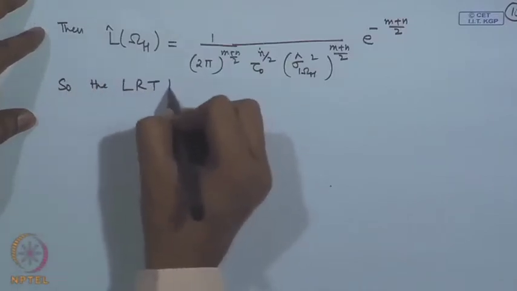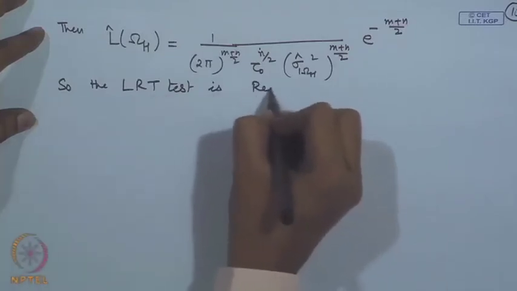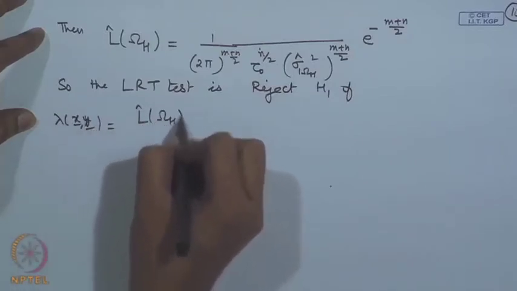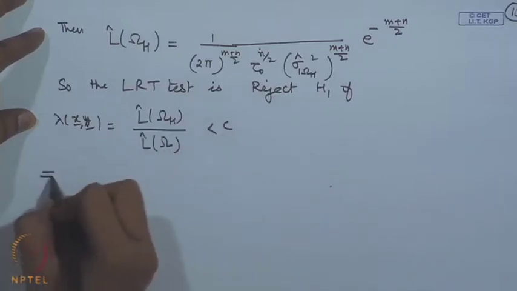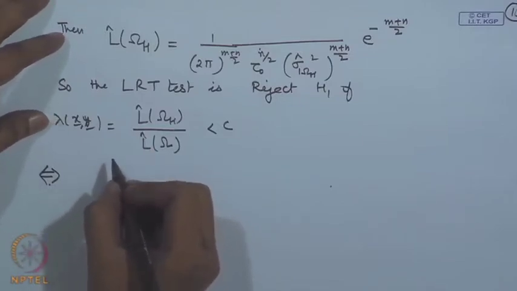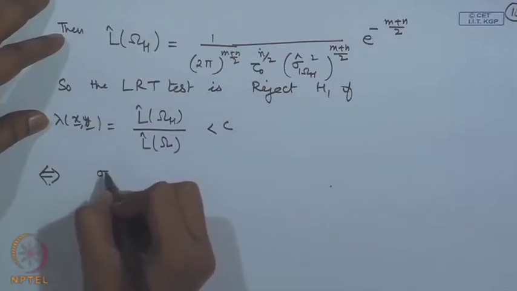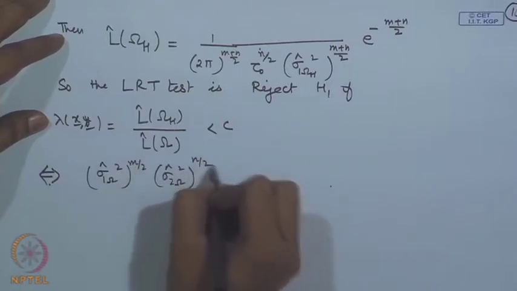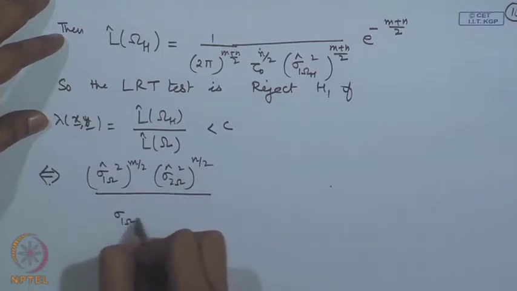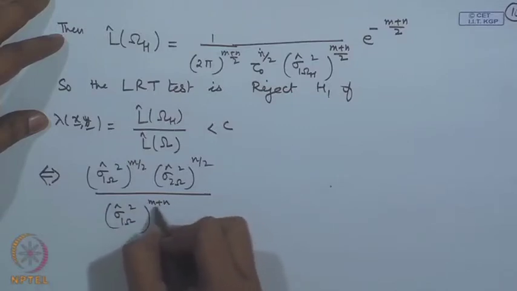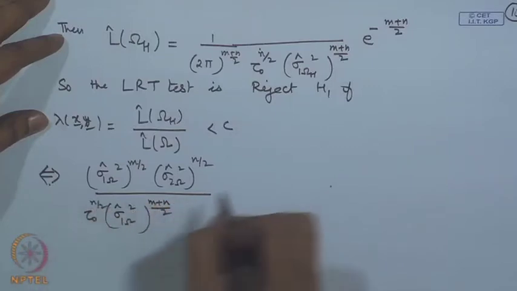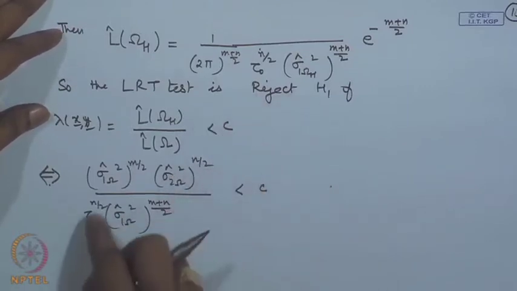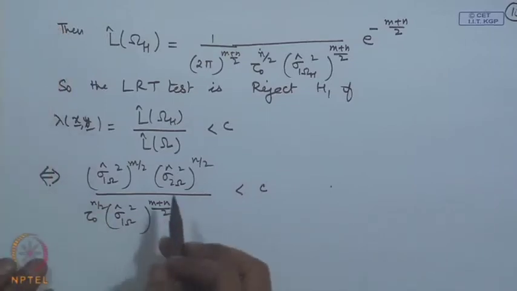So, the likelihood ratio test is: reject h 1 if lambda(x, y), that is equal to L head omega h by L head omega, is less than c. This is equivalent to sigma 1 head omega square to the power m by 2, sigma 2 omega head square to the power n by 2, divided by sigma 1 head omega h square to the power (m plus n) by 2 and tau naught to the power n by 2, less than say c. I have cancelled out the constant terms from here. Once again, this does not play any role here, and these terms then I simplify.